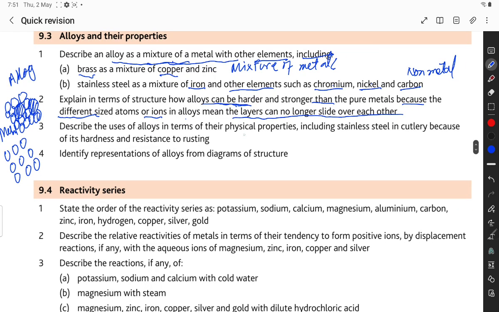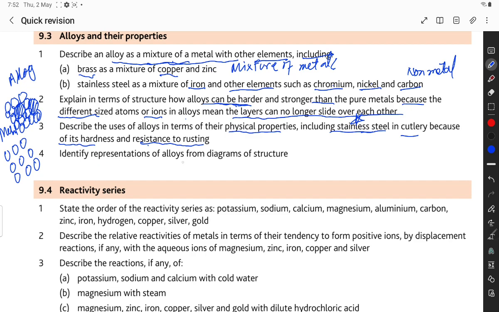Describe the uses of alloys in terms of their physical properties, including stainless steel in cutlery. This is very important, which is given in the syllabus content. That point is very important. So you should learn the physical properties: stainless steel is used in cutlery because of its hardness and resistance to rusting. This is very important to learn, that you explain the physical properties in the context of hardness.